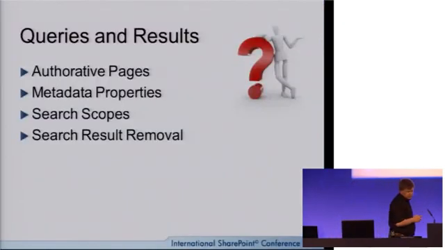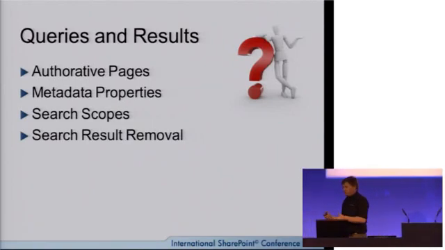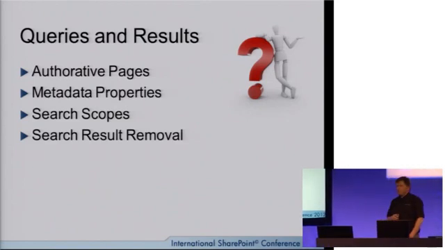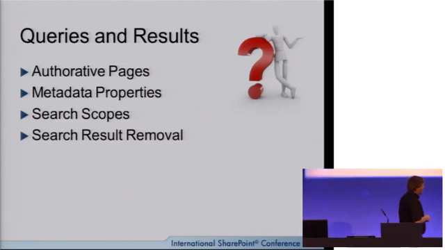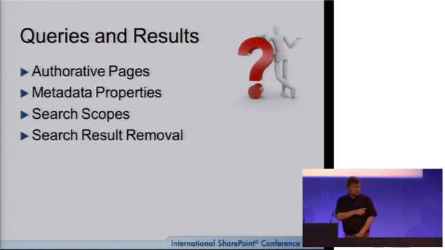But moving on, what about some other things? What about queries and results? We looked at crawl briefly, crawl 101. A few things you can do with querying to improve the experience for end users, things that people forget about. So, authoritative pages. Anybody out there configure authoritative pages? One, two. That's crazy.